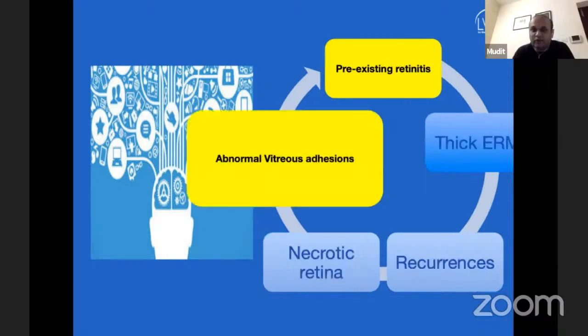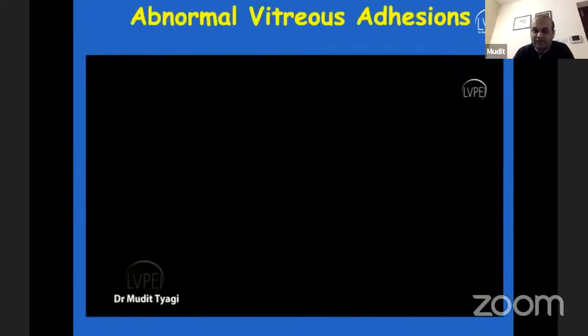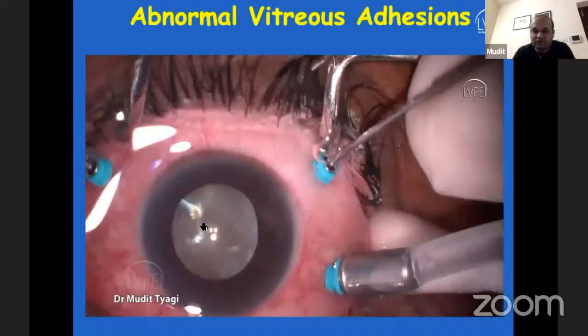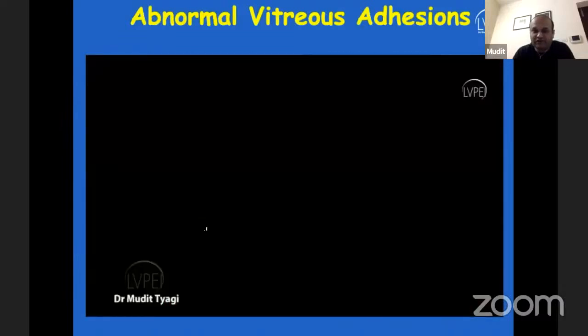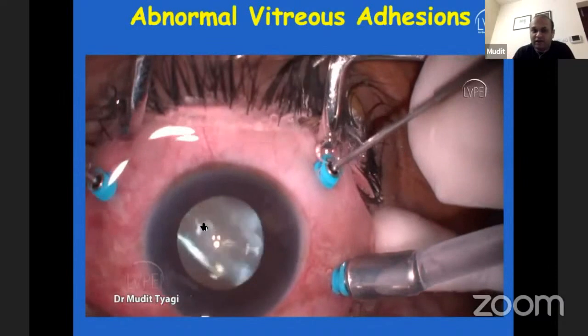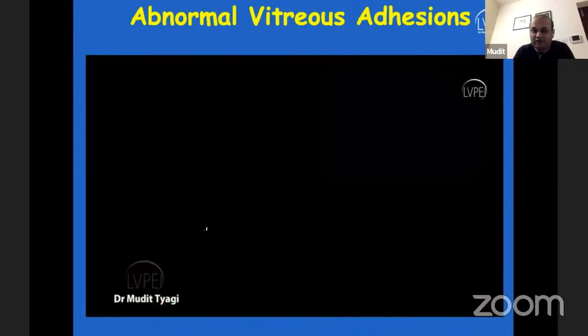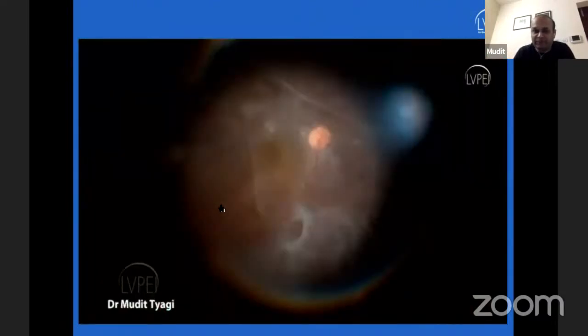The second is abnormal vitreous adhesions. The vitreous in ARN eyes is a bit different from our rhegmatogenous detachments. It's thicker, and there's a higher interleukin concentration. If you look at this video, you see this thick sheet which is moving over here. That sheet is actually a thick band of vitreous. That is how thick these vitreous are.